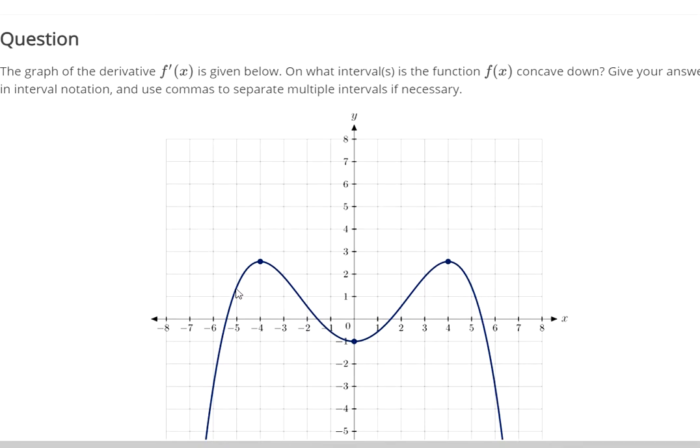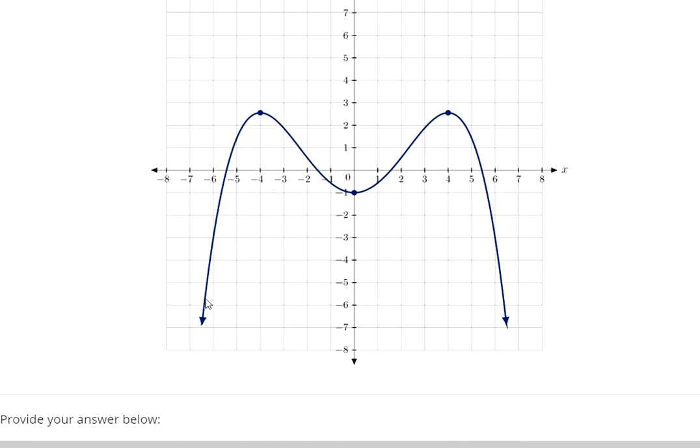At x equals -5, the slope looks to be about 1.5 in the original function. At x equals -4, the slope of the original function is 2.5. So when are the slopes decreasing? Well, at x equals -4, we reach a turning point. We start going down, right? Before that, the slopes are going up.